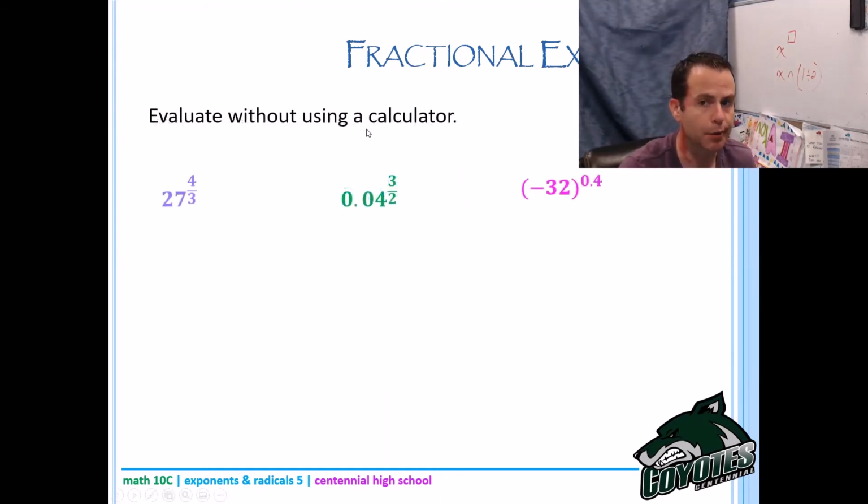Okay, so evaluate without a calculator. Well, I'm going to take the cube root of 27 first, and then I'll take that to the 4. So the cube root of 27 is 3, and then 3 to the 4 is 81.